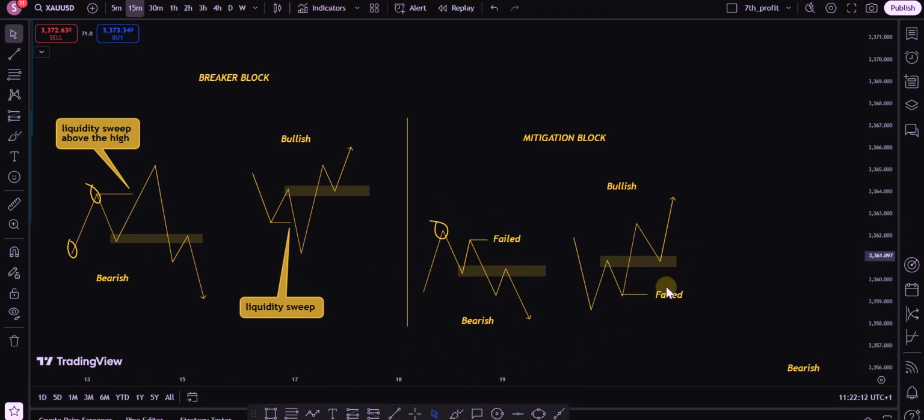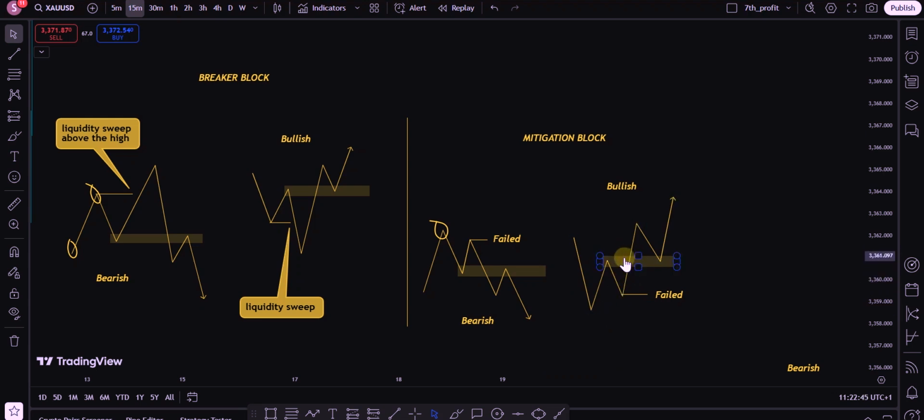Now for a bullish mitigation block, this one right here fails to sweep liquidity below the previous low. As you can see, we have our previous low right here. This is our previous low. So this one fails to sweep liquidity below the previous low. It fails to give us a lower low before breaking this structure. I hope you are getting my point now.